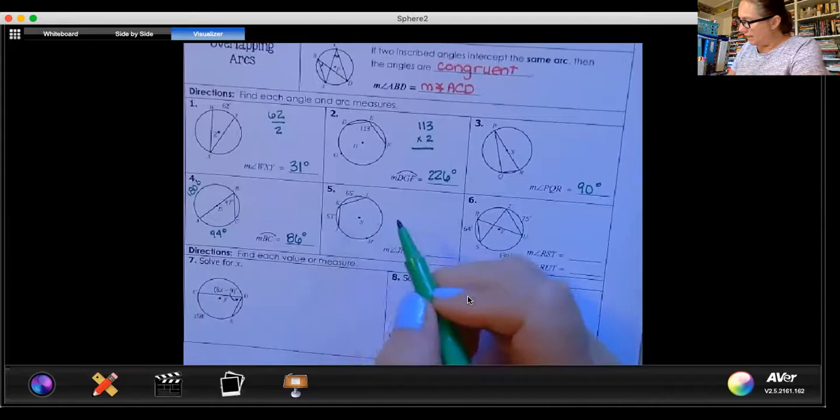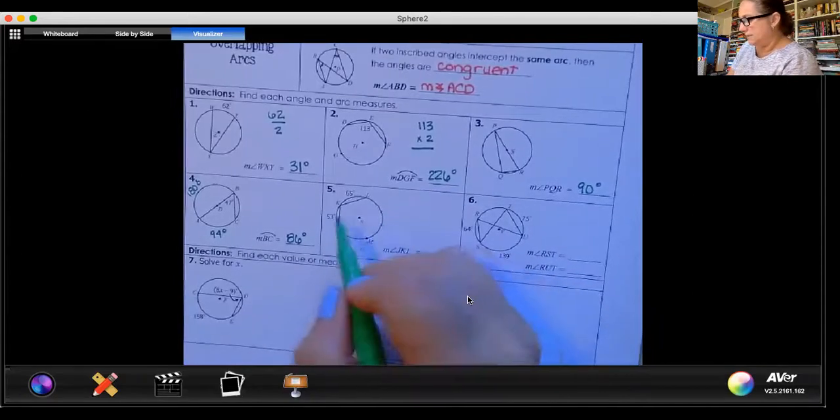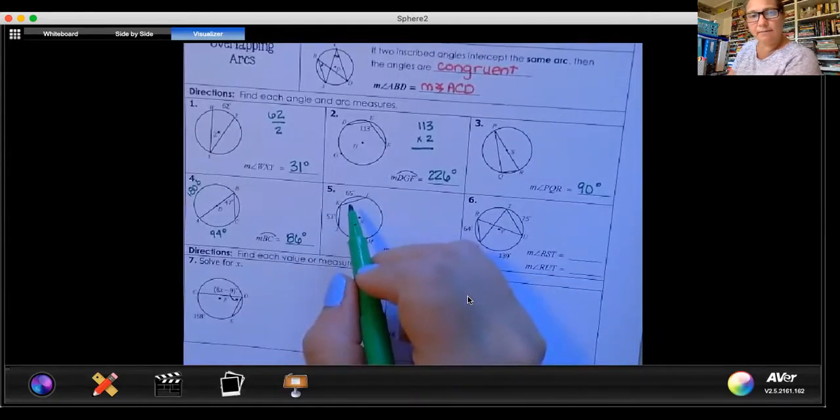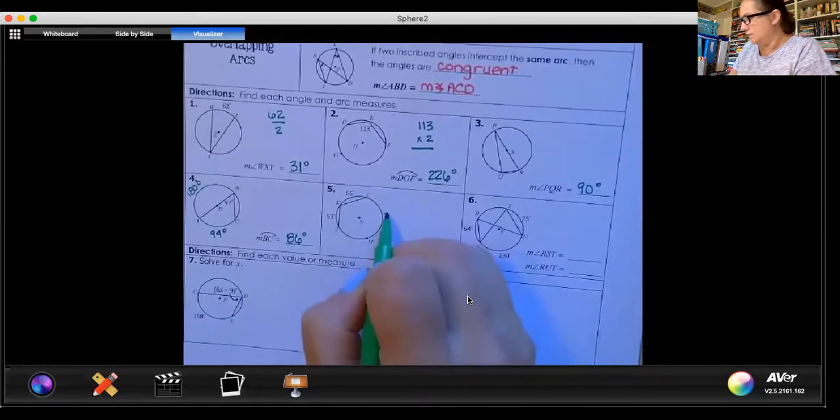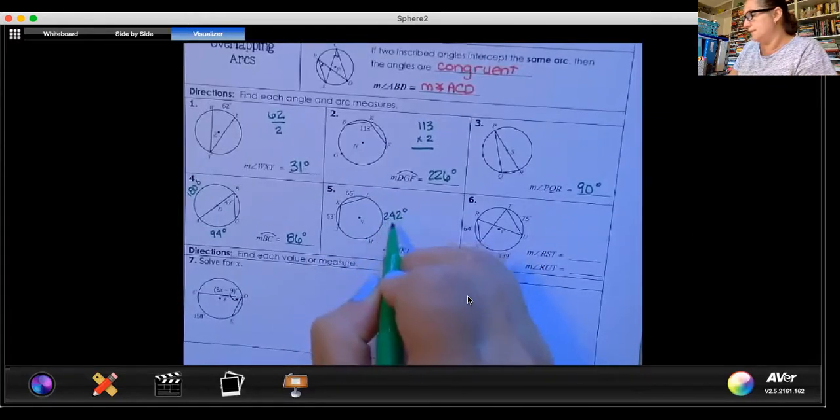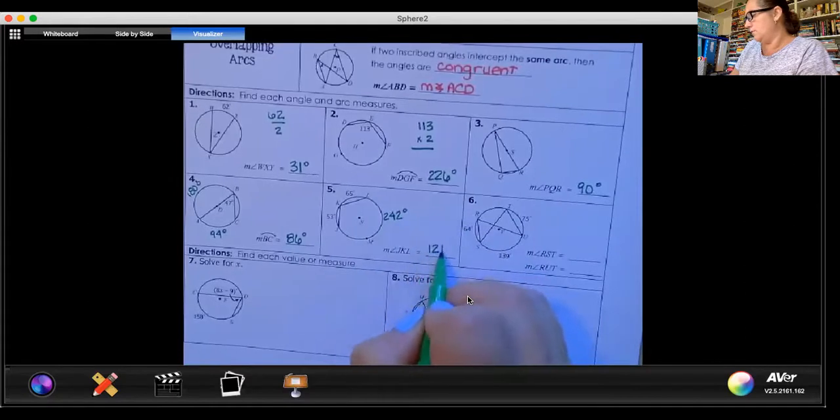Angle JKL. So we have 53 and 65, add them up, subtract them from 360. You have 242 degrees. Divide that by 2, and you have 121 degrees.